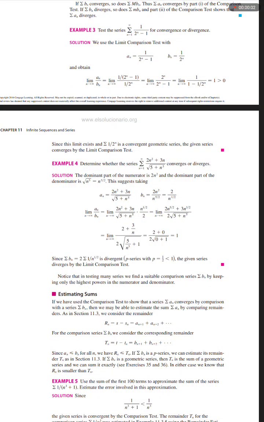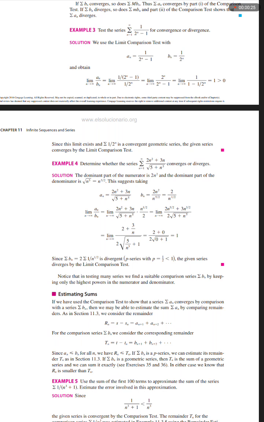Example 3. Test the series the sum from n equals 1 to infinity of 1 over 2 to the power n minus 1 for convergence or divergence. Solution. We use the limit comparison approach with a sub n equals 1 over 2 to the power n minus 1 and b sub n equals 1 over 2 to the power n.